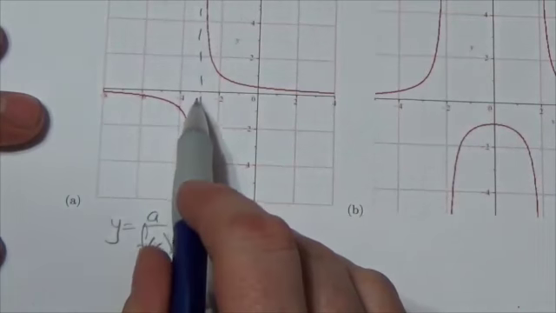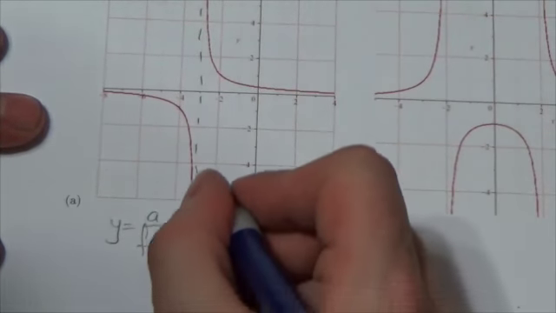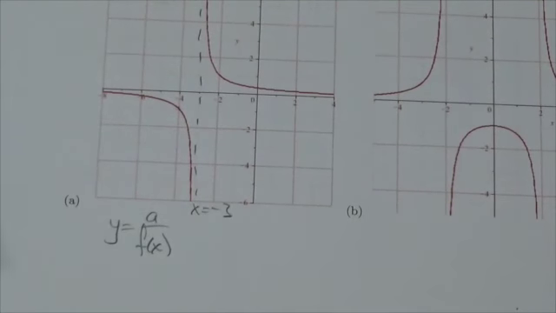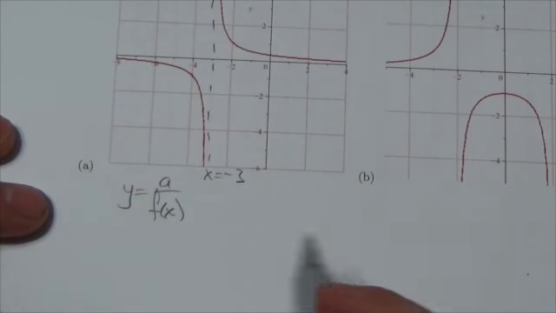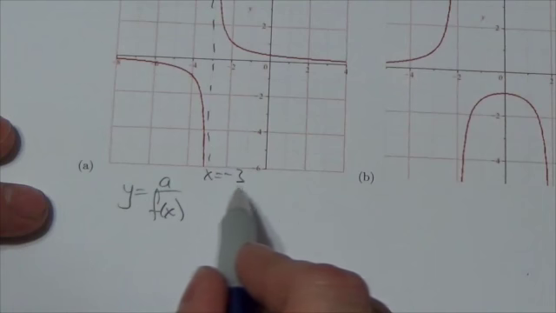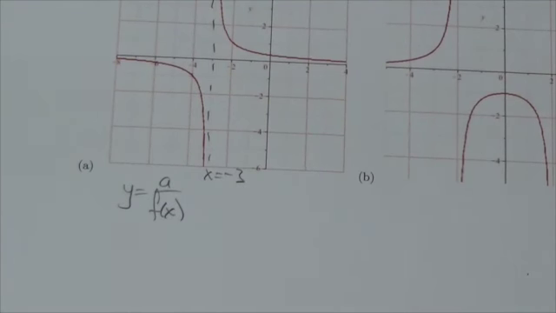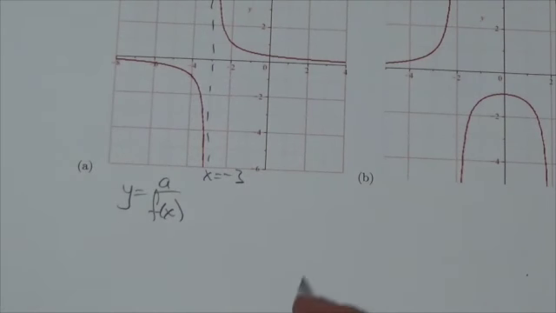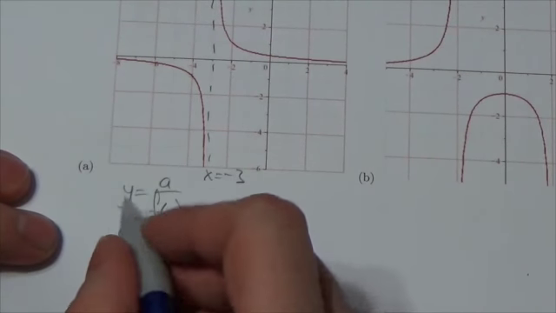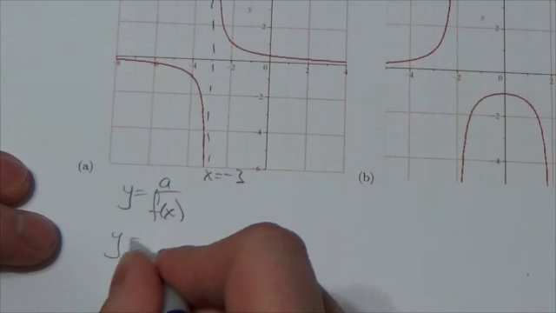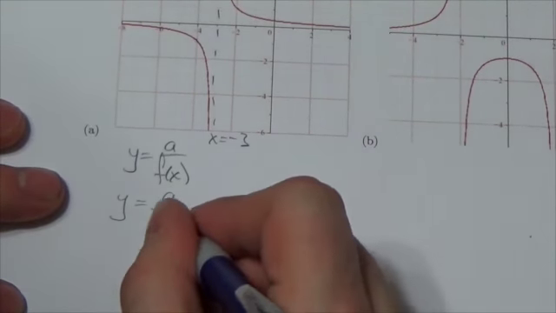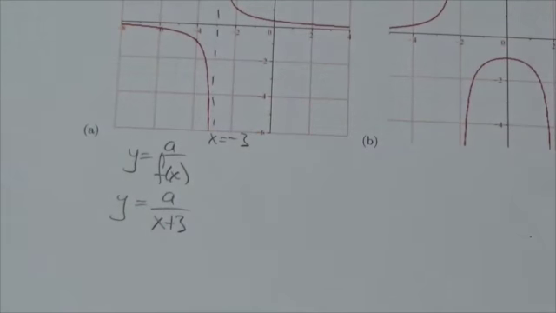This has got a problem here at x equals -3. Which means I've got some sort of reciprocal function that has a problem at x equals -3. So that suggests to me that the denominator is going to be x plus 3.